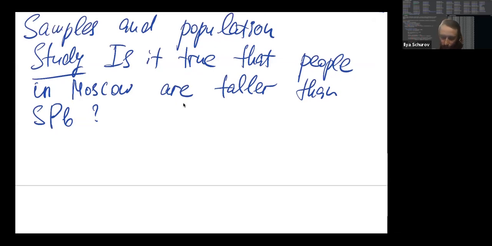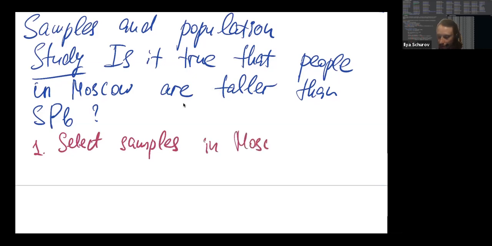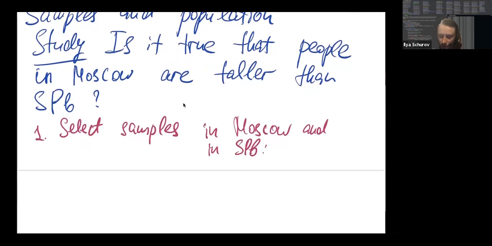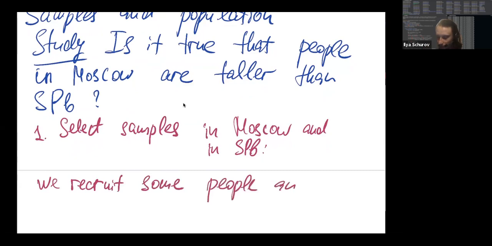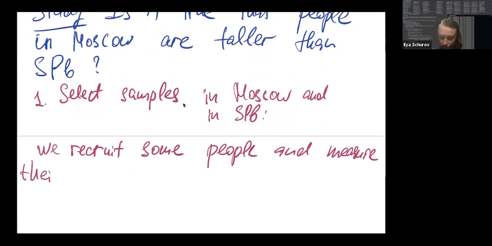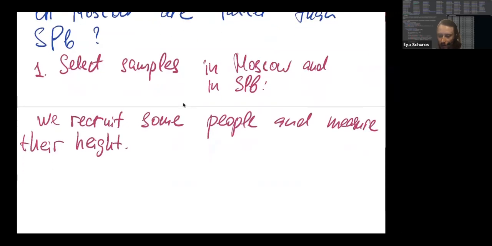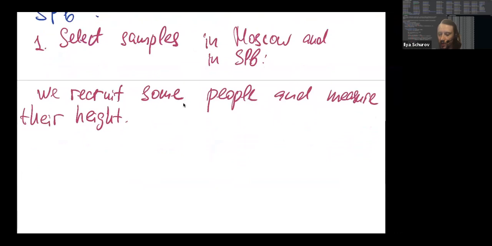So first we select samples in Moscow and in St. Petersburg. So we recruit some people and measure them. Measure their height. So we will get just a sequence of numbers.